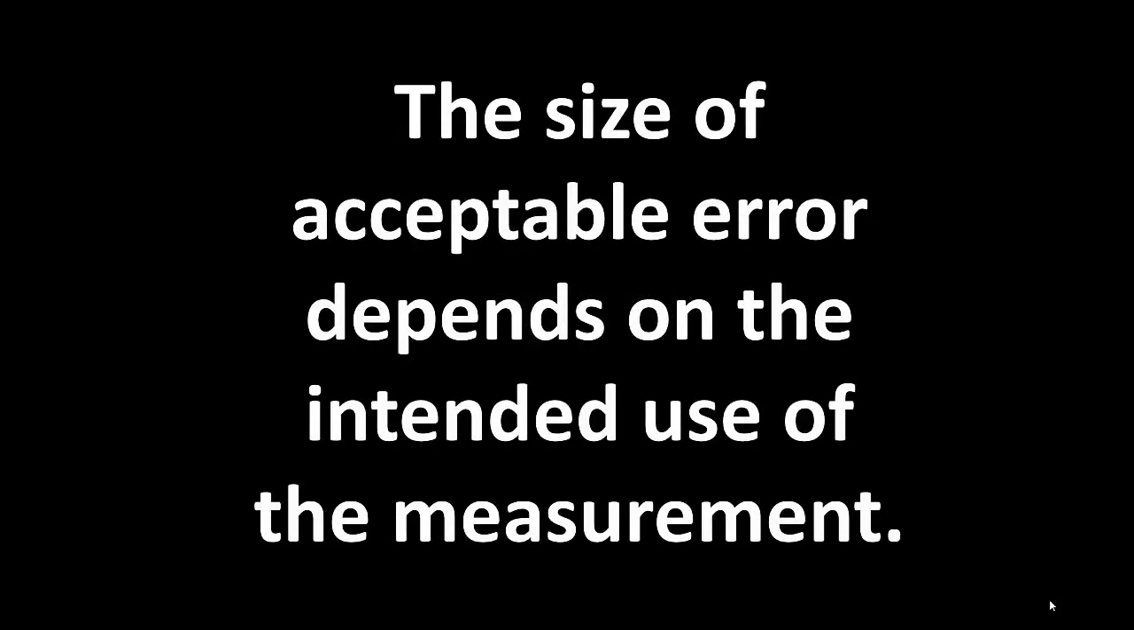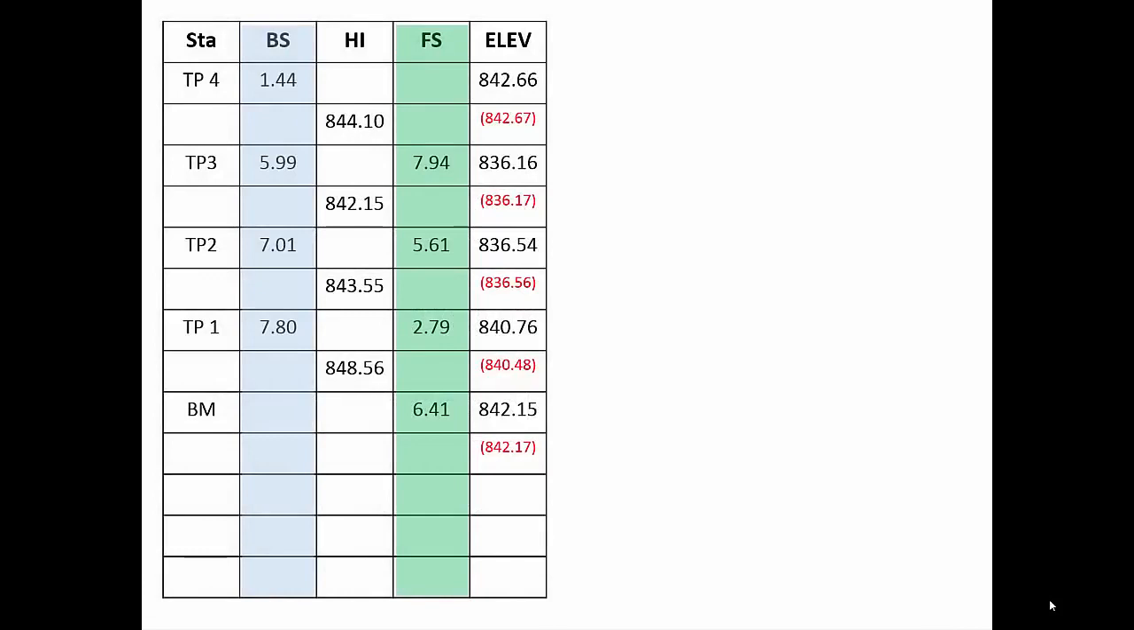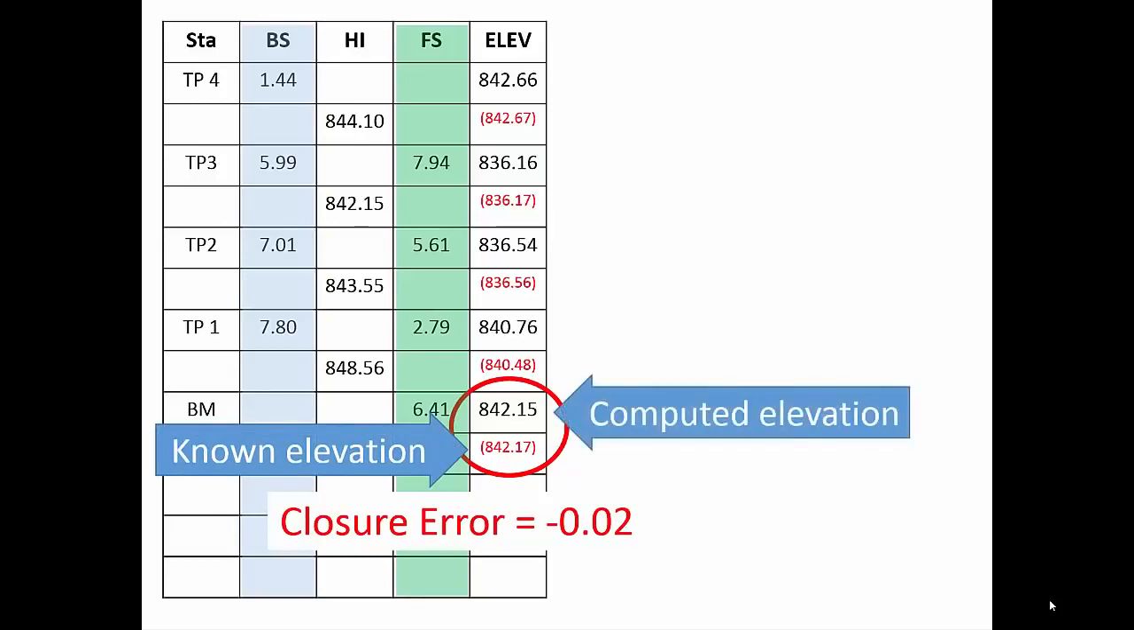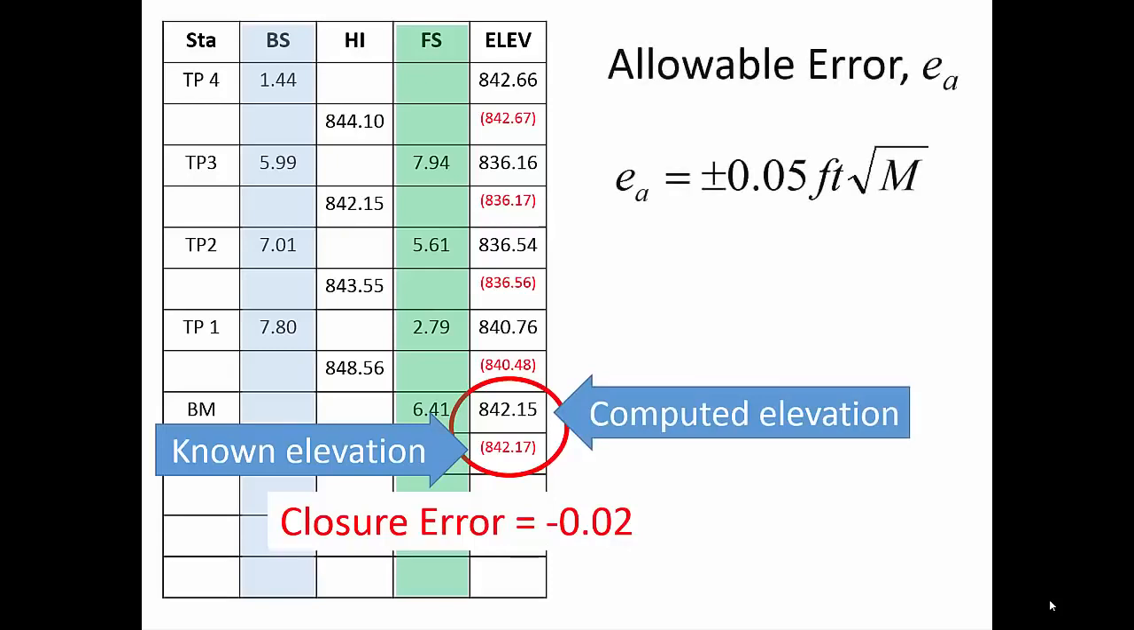These methods are designed to minimize errors, but it is impossible to completely eliminate measurement errors. So, how much error is acceptable? The size of acceptable error depends upon the intended use of the measurement. In previous videos, we indicated the overall accuracy of our level circuits using the circuit closure error. This is the difference between the known elevation and our computed elevation at the ending benchmark. To evaluate the quality of the work, we compare that circuit closure error to the allowable error.